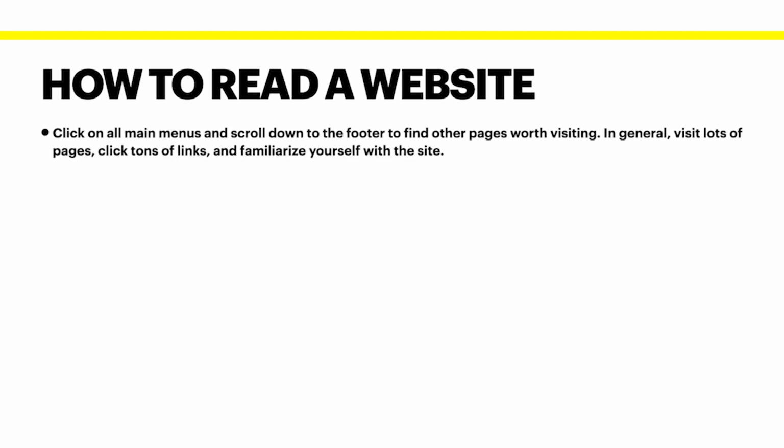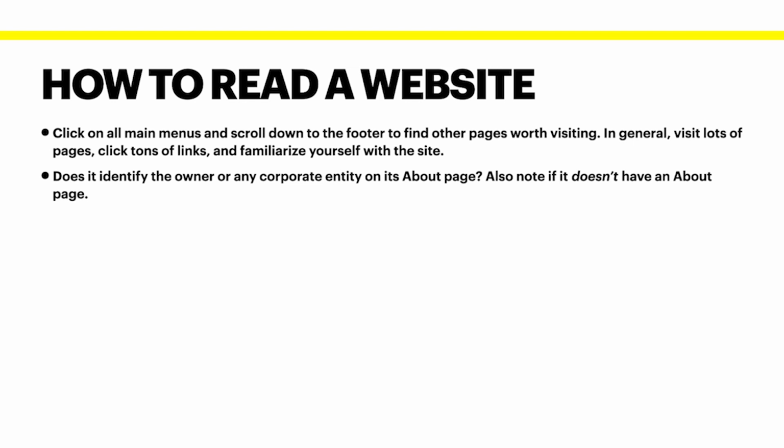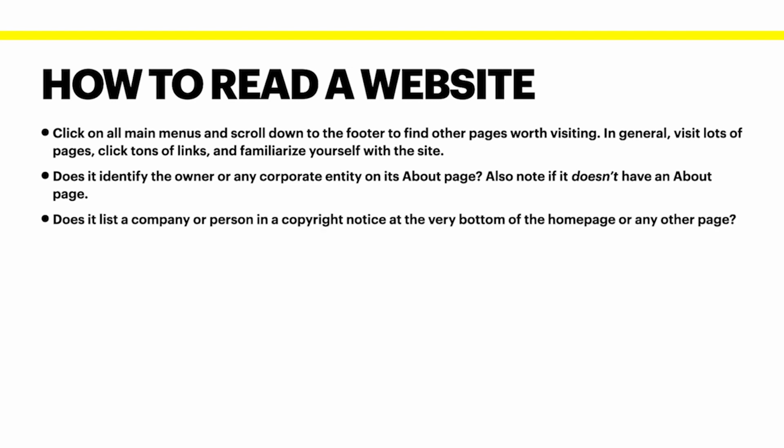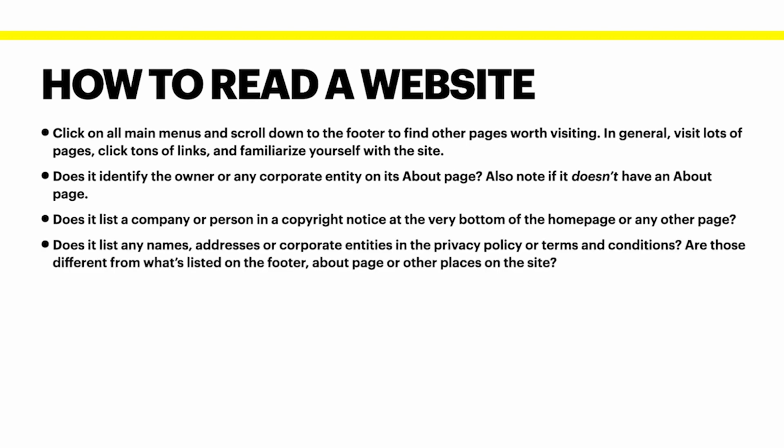Now, the key takeaway here is that when you come to a website and it's part of an investigation or you want to learn more about it, you really need to go through it in a systematic way. So all of the main pages and category pages that might be listed on the footer, the About page is really important. What does it say about who runs it and what it's related to? Read the privacy policy, read copyright notices. Do they mention companies? Do they mention people? Are those different than what's listed in other parts of the website?